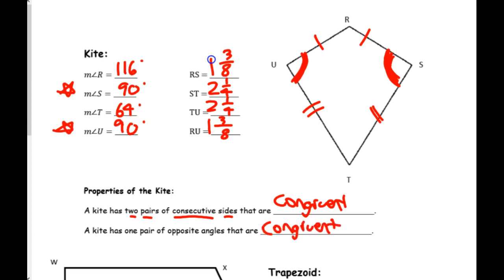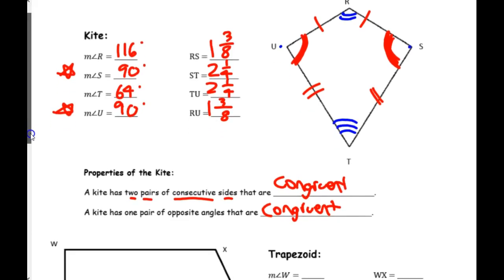This is different than a parallelogram, or a rectangle, or a square, or a rhombus. There's only 1 pair, not 2 pairs, but 1 pair that's the same. Can everyone look right here? R and T are not the same. Okay? So I showed that with 2 arcs and 3 arcs. These are not matching. Okay? The only thing that matches is U and S. Okay? Those are congruent angles.